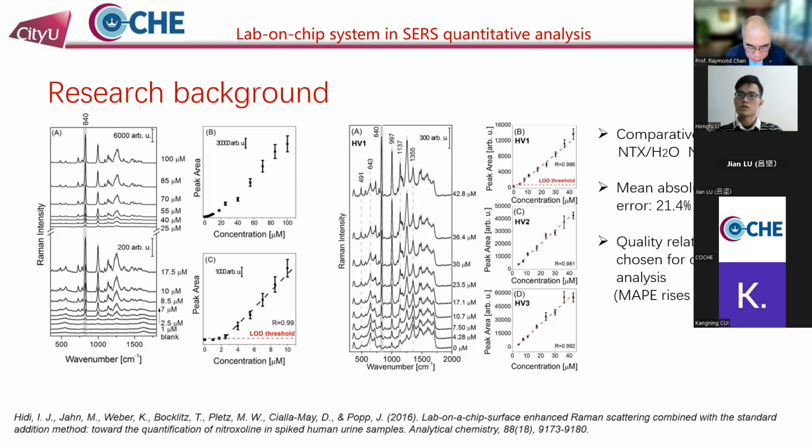However, it's worth noting that the choice of the bands and peaks for analysis can greatly affect the prediction quality. With the wrong selection of the bands and the peaks, the mean absolute percentage error sharply goes up to 144%, compared to the normal level of 21.4%.